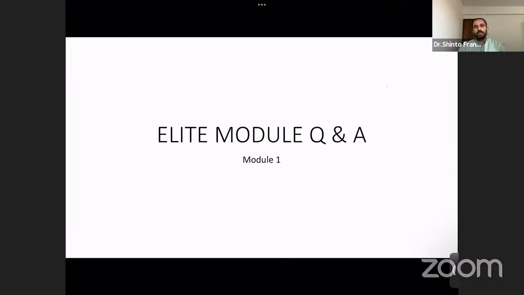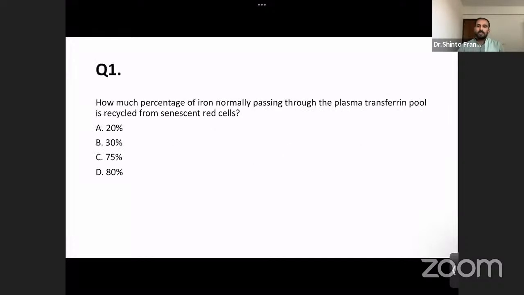Today we'll be discussing the Elite Module 1 question and answer. I'll be discussing 25 questions in Module 1, basically from Harrison. It's a Harrison-based discussion. As you know, the initial phase of Harrison will contain anemia, iron deficiencies, all those things. The list of topics has already been discussed, so moving on without much delay.